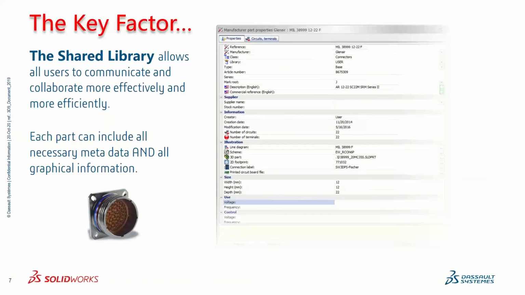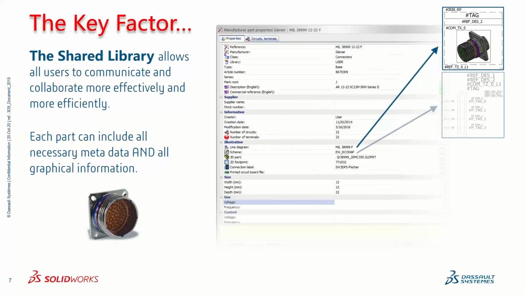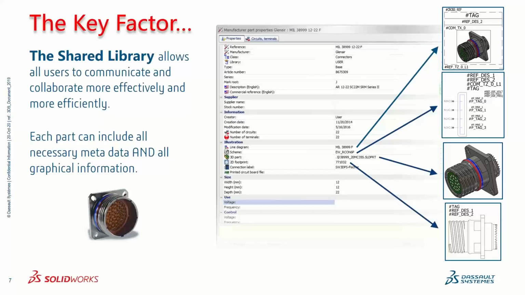Now within SOLIDWORKS Electrical, there's what I like to call the key factor. No pun intended with the keyed connector here, but we have what's called the shared library. It is essentially the manufacturer part library. Within each manufacturer part within the library, there are a lot of different ways we can capture information and show that information graphically. We're going to be working with this a lot today because we're starting from scratch in a brand new project. Just to give you an idea of the kind of information we're working with, in here we can see all the different types of metadata fields that we can include for this one particular manufacturer part, and then push that information to those symbols that we see on the right-hand side.